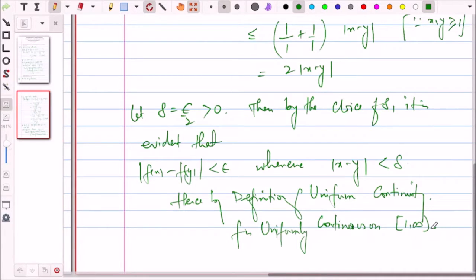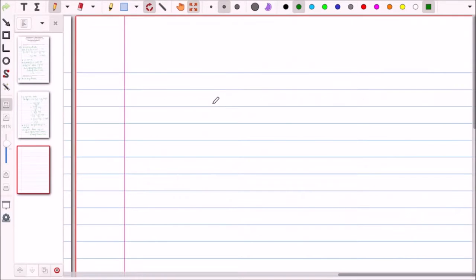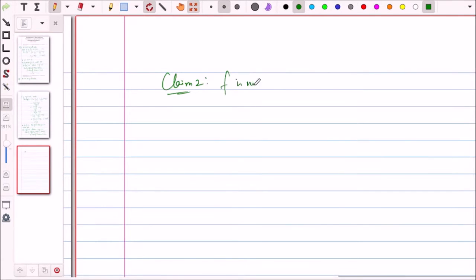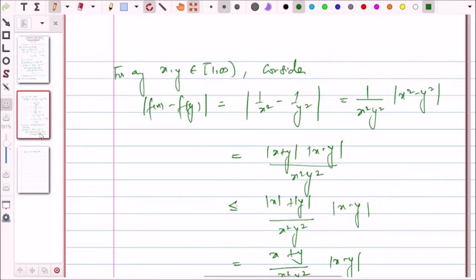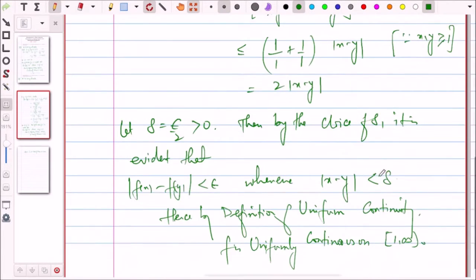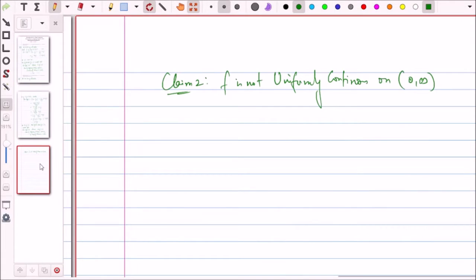Now we proceed to claim 2. Claim 2 is that f is not uniformly continuous on 0 to infinity. It was uniformly continuous on 1 to infinity, because in fact one can show that it is uniformly continuous on any interval a to infinity where a is positive, but it is not uniformly continuous on 0 to infinity. So we will have to take one sequence.